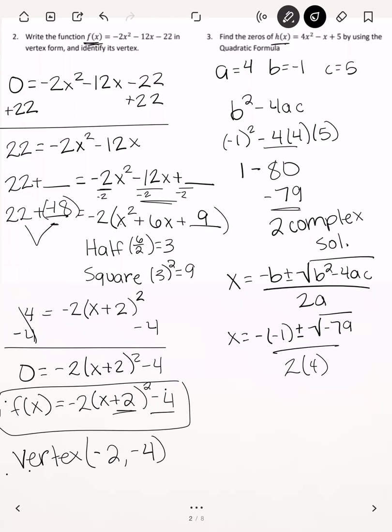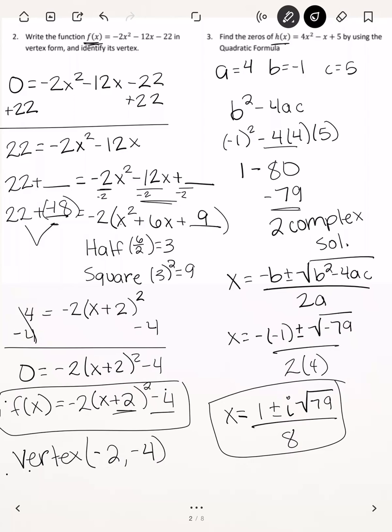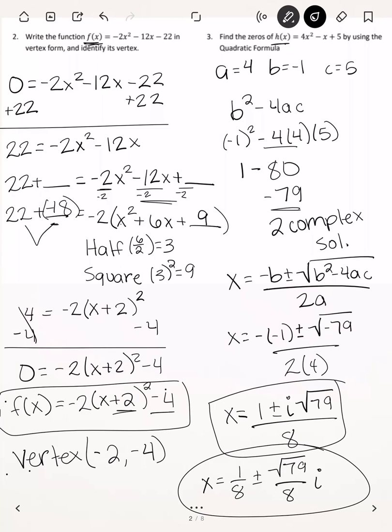So now I just start simplifying. I get x equals negative times a -1 gives me a +1, plus or minus the square root of a -79. There's not a perfect square that goes into it, but there's a negative there, so it becomes an i, and it stays radical 79, all over 2 times 4, which is 8. So this is my answer. I may also see it as x equals 1 over 8, plus or minus the square root of 79 over 8i. That's just another way that it could be written. They are the same thing. It means the same thing.